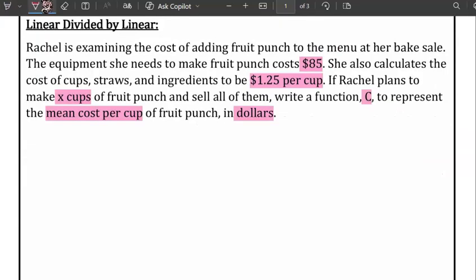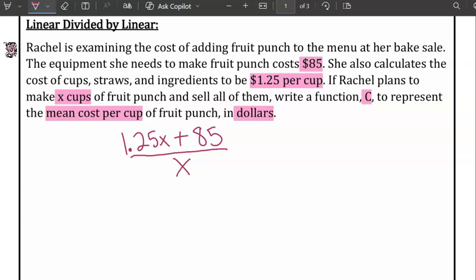We're going to say there's X cups, and it's $1.25 per cup. That would be 1.25X. The cost of the equipment she needs to make this fruit punch is $85, so we're going to add $85 to this linear expression. We're finding the mean cost per cup, so we're going to divide this by the total number of cups, X.